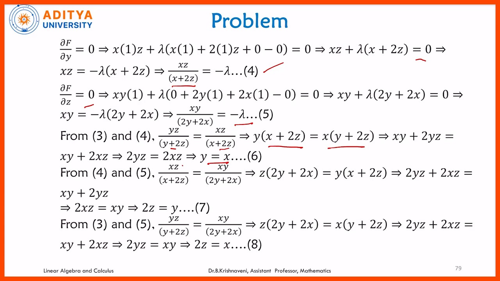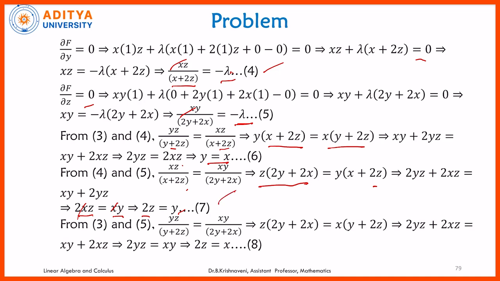Now from equations 4 and 5, since again the RHS are the same, let us equate the LHS, that is xz by (x plus 2z) is equal to xy by (2y plus 2x), which gives z into (2y plus 2x) is equal to y into (x plus 2z), which implies 2yz plus 2xz is equal to xy plus 2yz, which implies 2xz is equal to xy. From this x cancels, and you get 2z is equal to y. Therefore, the relation between z and y is 2z is equal to y. Let it be equation number 7.